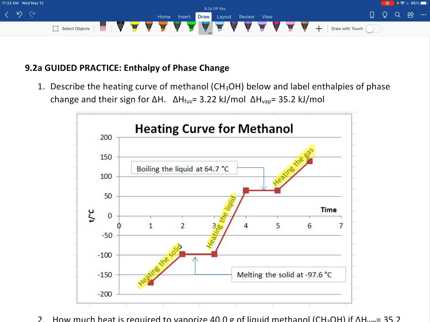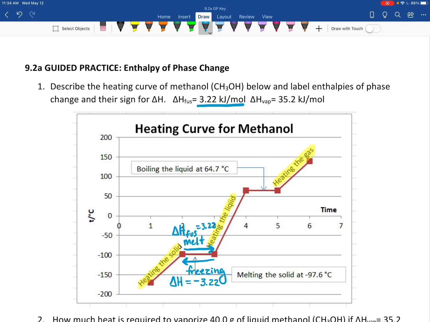So between a solid and a liquid, if we're going from a solid to a liquid, that would be the process of melting. And so that is the heat of fusion. And the heat of fusion for us is 3.22 kilojoules per mole for methanol. Now, if I were to go in the opposite direction, and this would be freezing, then that means that my delta H for freezing would be a negative 3.22. So same magnitude, opposite direction.